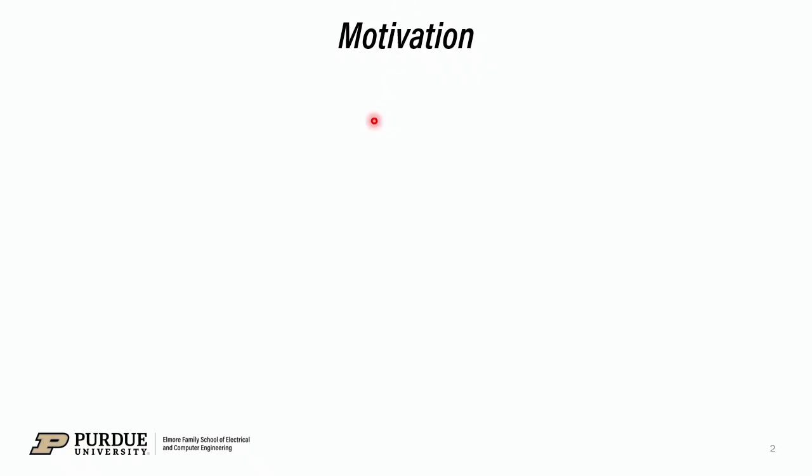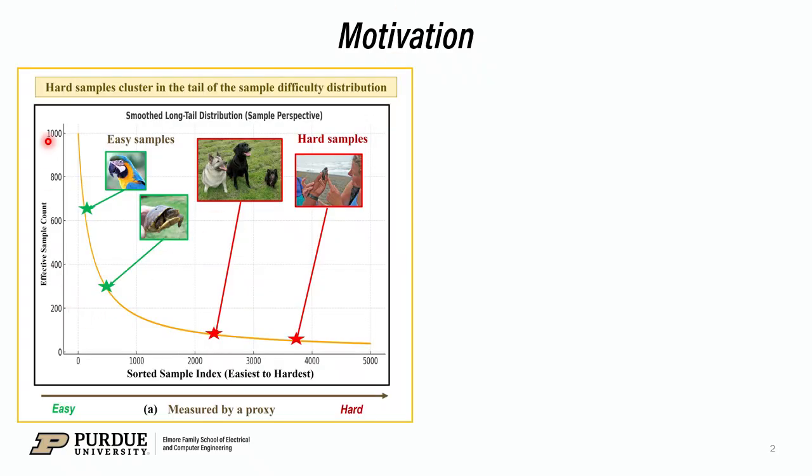Let's look at the problem here. On this graph we show the effective sample count on the y-axis and the sorted sample index on the x-axis, which shows samples from easiest to hardest, as measured by a proxy. As seen from the graph, easy samples occur towards the mode, and as we approach the tail, harder samples come. Now, what makes these samples really difficult to learn?